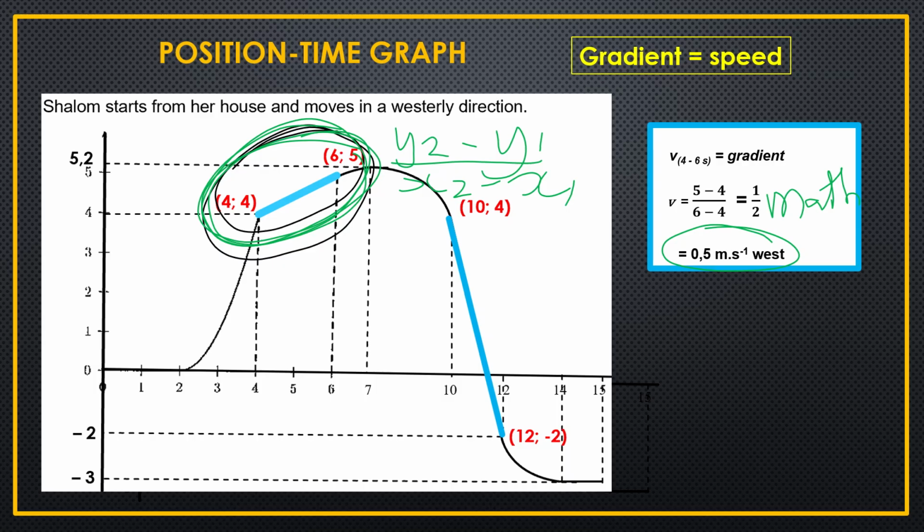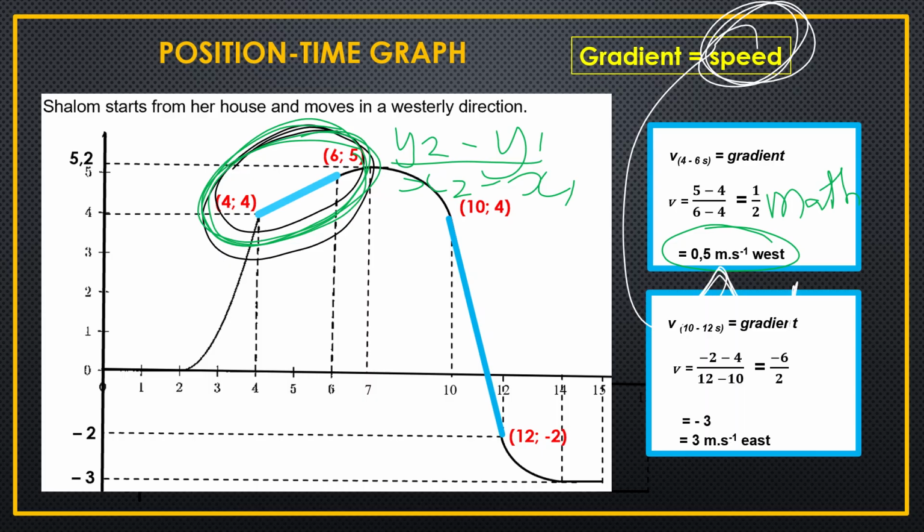So the gradient represents speed. So the unit for speed is meters per second, and because I got a positive answer, I know that positive for this graph is represented by the direction west. So because I got a positive answer for my gradient, I know that that represents a positive velocity west. Now for the second line, I can predict that I will have a negative answer.